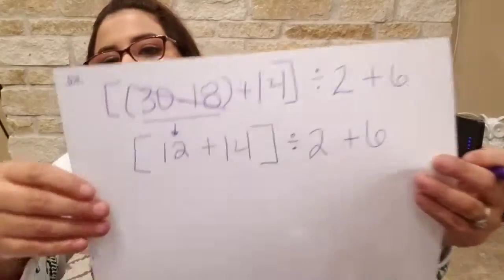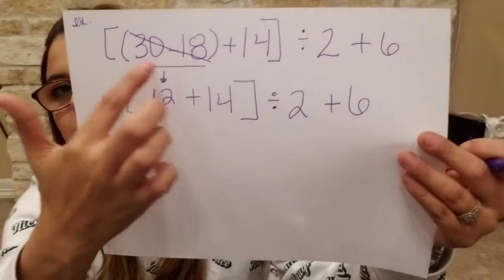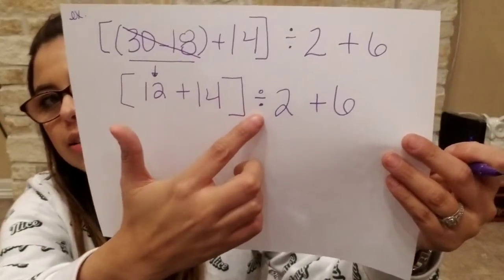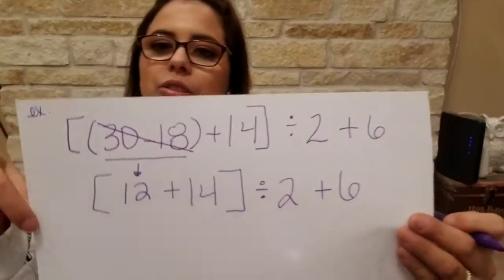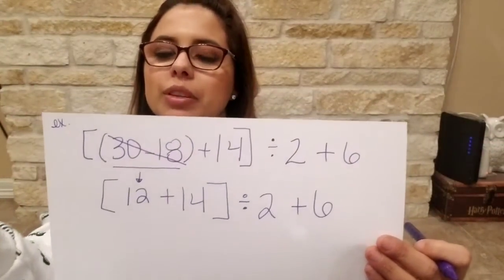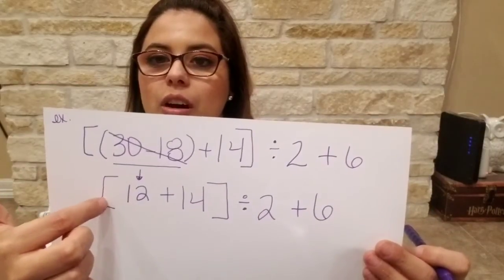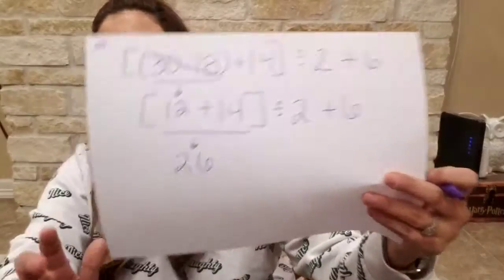Okay, so now we're going to have this. We still have our brackets because we still have that 14 inside of our bracket. That hasn't gone away. Until I solve this part, my brackets are going to stay. And on the outside, I still have the divide by 2 and the plus 6. So going back to the rule, I still have to finish any parentheses or brackets, which means I need to finish solving this set of brackets also. So I'm going to add the 12 plus the 14. And 12 plus 14 should give you 26. Okay, so just like that.